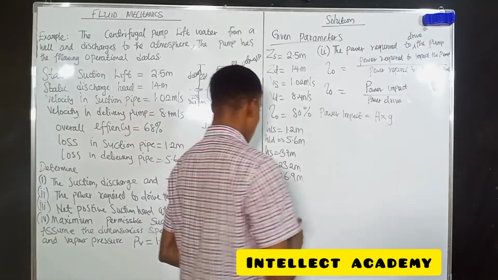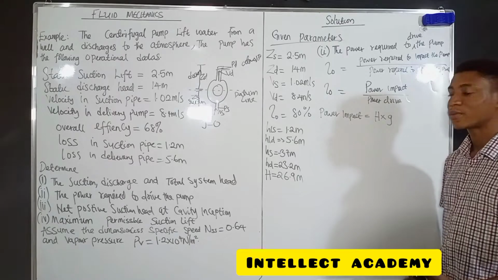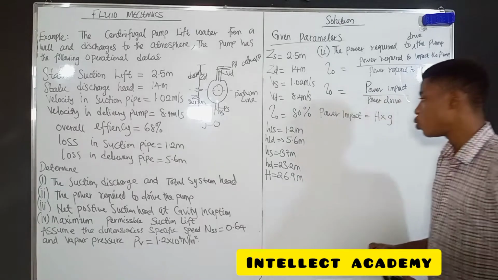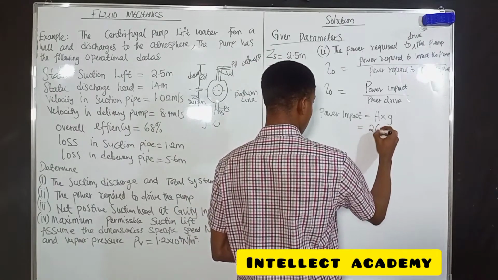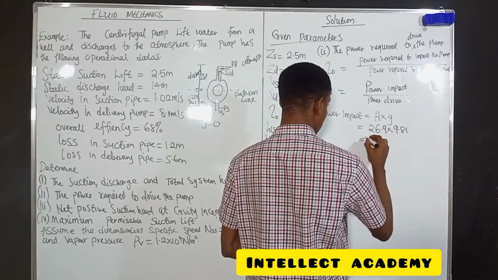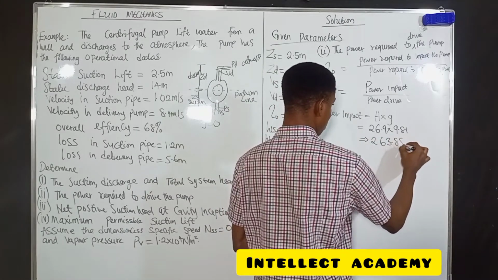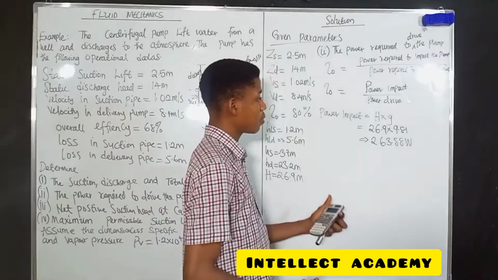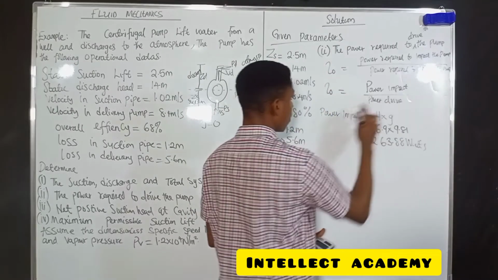So we have our total head, which we calculated to be 26.9. Then our gravity, of course, we know is 9.81. So we have 26.9 multiplied by 9.81, which gives us 263.88 watts. So now we can make power to drive the subject of the formula.